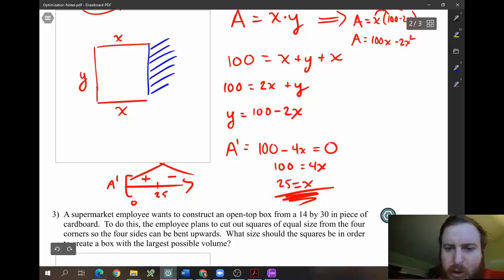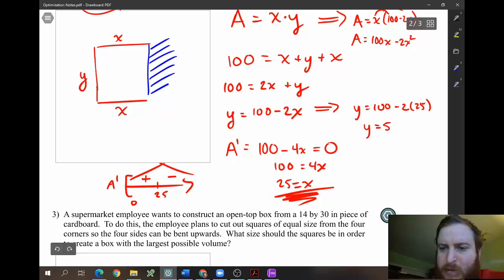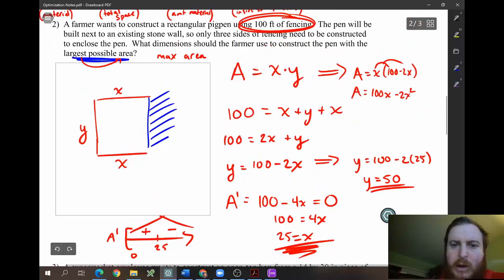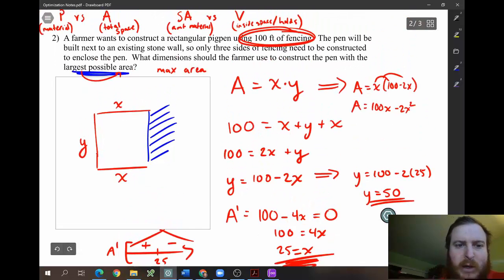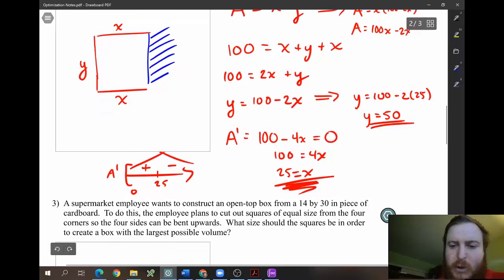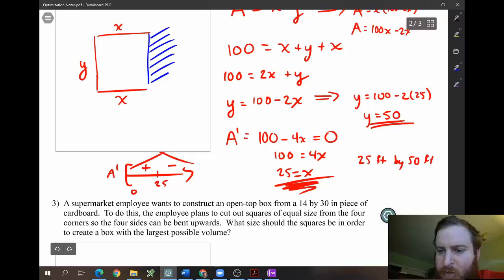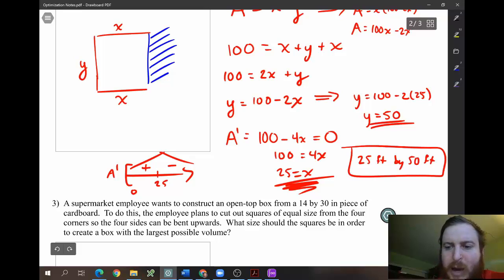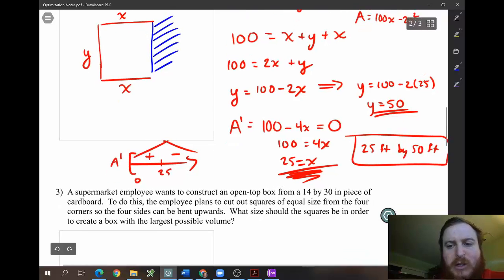Okay, now for the y, right? Y equals 100 minus 2 times 25. So y is going to be 100 minus 50 is 50. And this was in feet, and they say what dimensions should the farmer use? So the dimension should be 25 feet by 50 feet. If they instead said what would be the maximum area, we would multiply those two numbers together and report that in feet squared, because that would have been area.